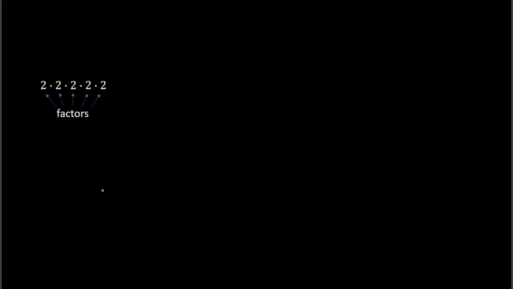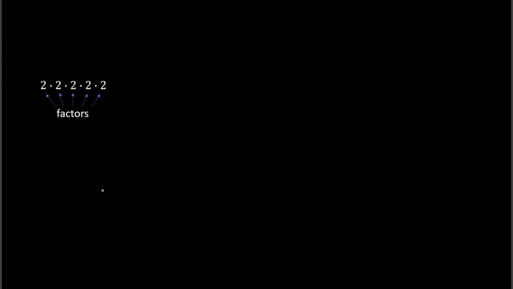In this video, you will learn about exponents. Now, exponents is a quicker way to write certain forms of multiplication. So for example, here we have 5 2's being multiplied together. As we learned in a previous lesson, the numbers being multiplied together are called factors. So the 2's would be called factors.